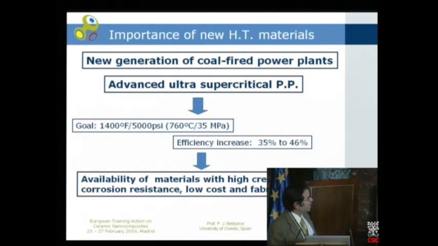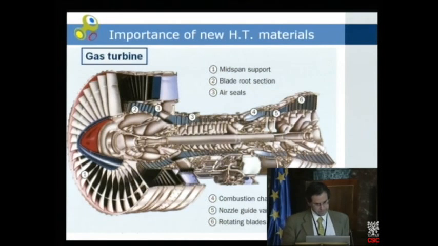So we need materials with high creep strength, corrosion resistance, fabricability, and also low cost, because at the moment there are materials which can cope with these conditions, but the problem is that these materials are very expensive. So we need to develop materials in this area, but also which may be low cost. At the moment, ferritic steels are the most used materials in this application.